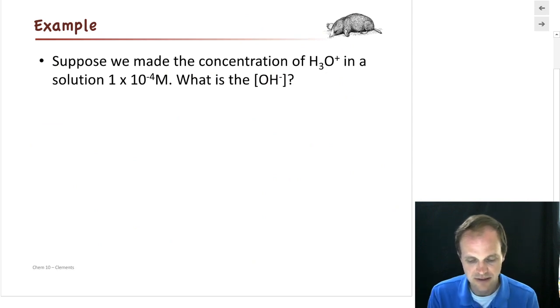All right, here's one for you to try. We have H3O plus in a solution is 1 times 10 to the minus 4th molar. What is the OH minus concentration? So pause, write this down, actually plug it in your calculator, see if you can figure it out.